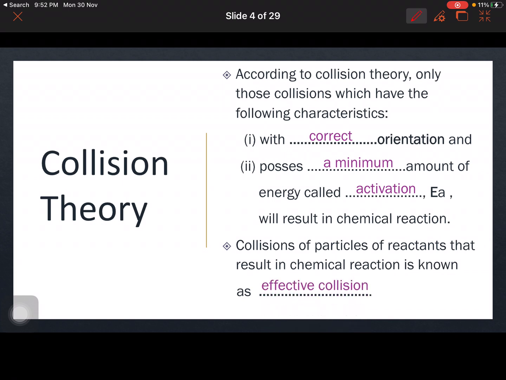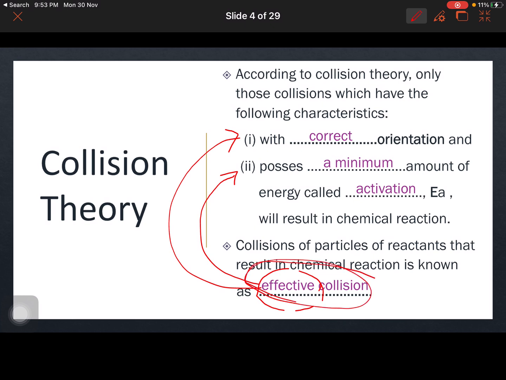Maka kita kena ingat syarat untuk effective collision ni berlaku ada dua syarat. Okay, condition number 1, for the particles to collide with the correct orientation. Dan syarat kedua, particles tadi juga mesti ada minimum amount of energy called activation energy. Itu minimum amount of energy tu yang kita panggil sebagai activation energy. Maka collision yang mencukupi syarat macam tu kita kenali dia sebagai effective collision. Dan barulah akan ada chemical reaction yang berlaku.